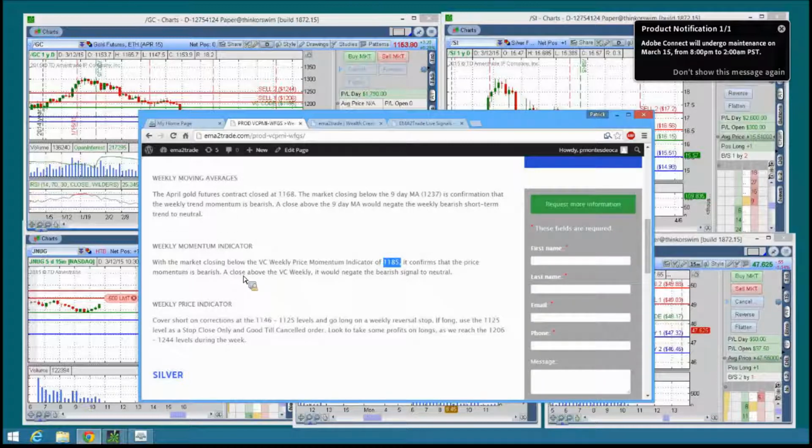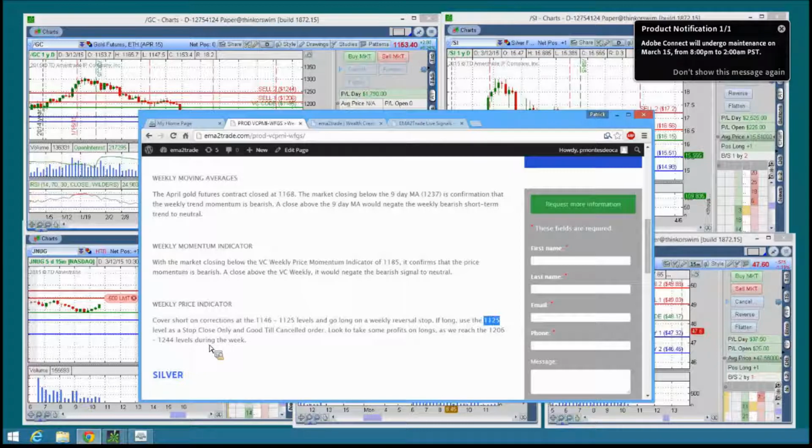But it also tells you if we close above 1185, this bearish signal would be negated to neutral. And it also tells you on the weekly price indicator, which is the algorithm, that if it comes down to the 1146, 1125 level, you should cover your short positions and go long on a weekly reversal stop. And if you go long, use the 1125 as your stop level.